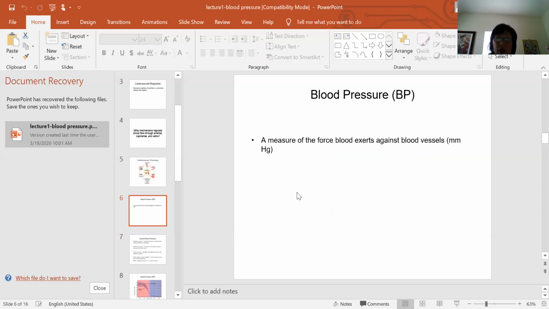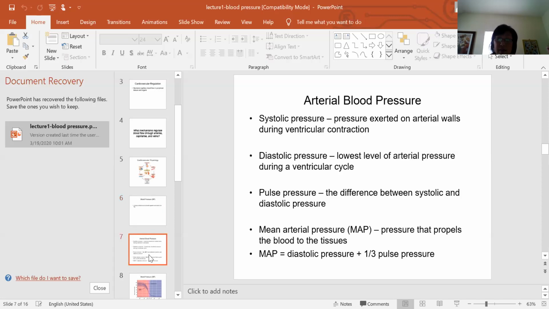All right, so blood flow is definitely closely related to blood pressure. So you can think that higher blood pressure definitely will give higher or faster blood flow. So the blood pressure regulation is what we're going to focus on next.